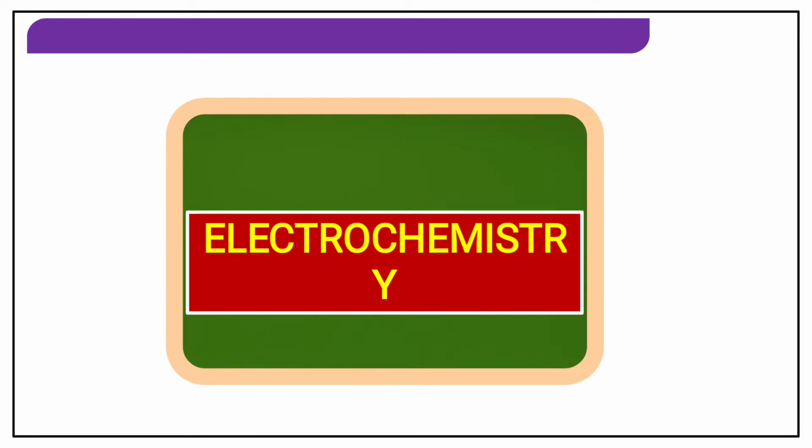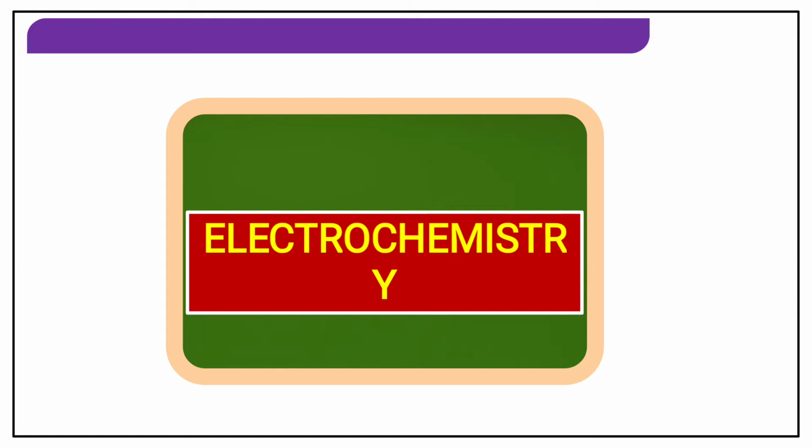Hello students. In the last class we already completed Electrochemistry part 4. In that video we discussed how to calculate the EMF of any cell by using the Nernst equation. If you have any doubts, please go through that video and then continue watching this video. Okay? So let us start today.